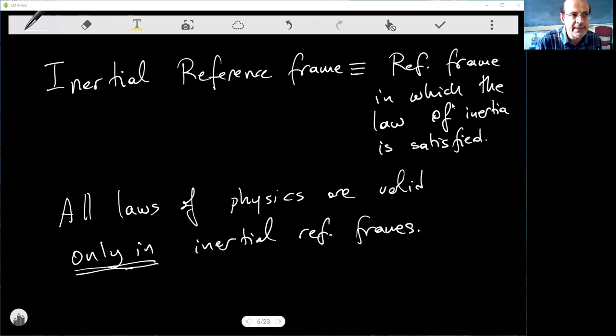So most of the laws of physics, we just formulate them in inertial reference frames. As a result, we have to think about whether we should use some non-inertial reference frames in describing physics or not. As I said, this is something else. I'll talk about it later, but not right now.